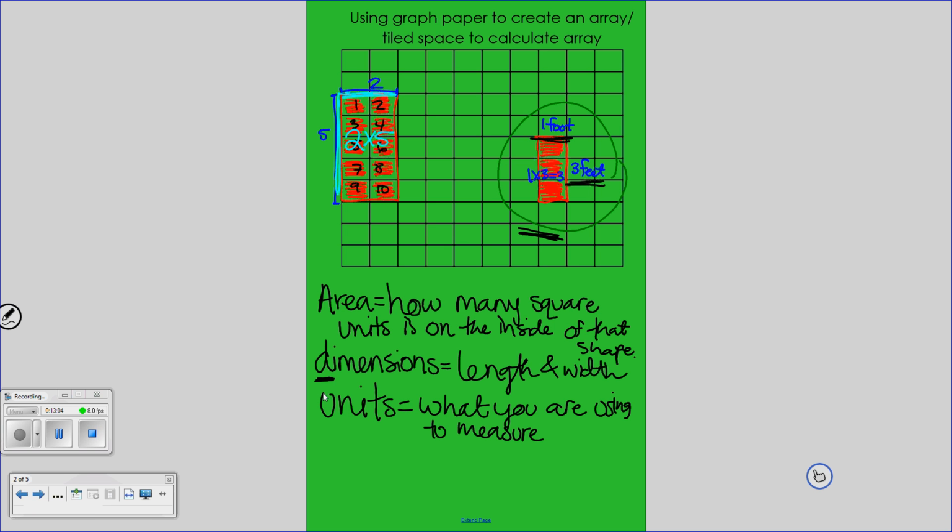Maybe we're counting cupcakes. Rows of cupcakes. That could be what we're counting or measuring. Or maybe we're measuring the area of this room. We probably wouldn't use cupcakes. That would seem a little silly. We would probably use a different unit of measure, such as feet, or maybe inches. That would take a really long time, but we could.